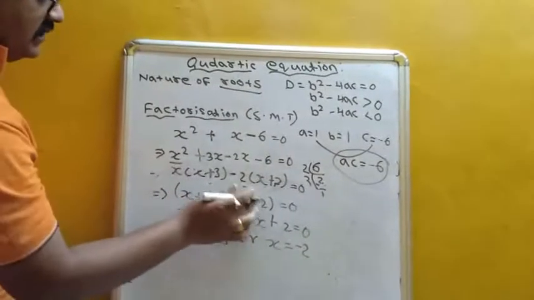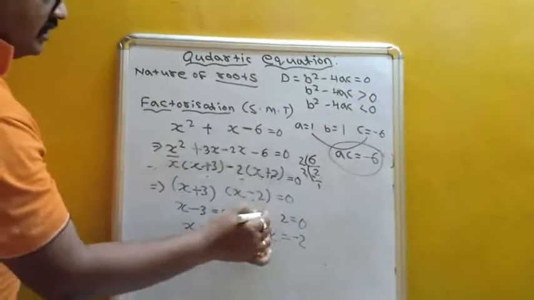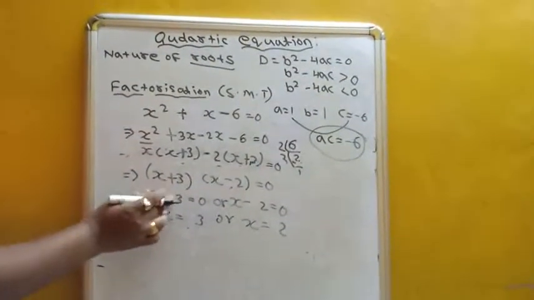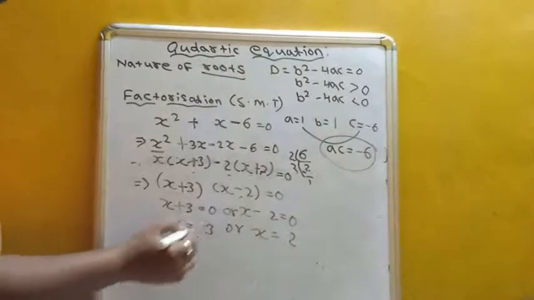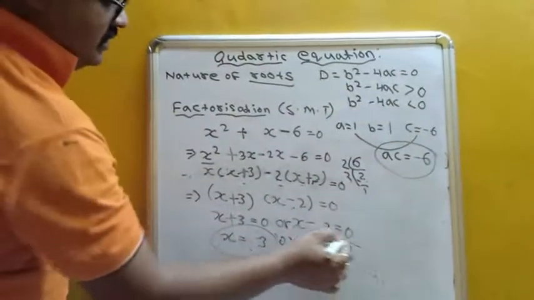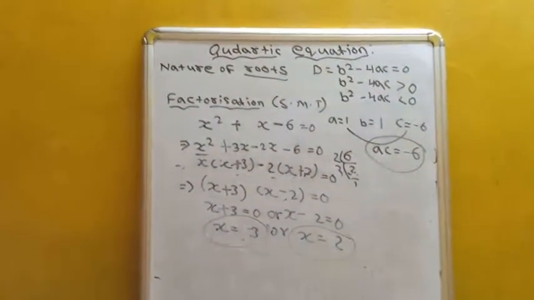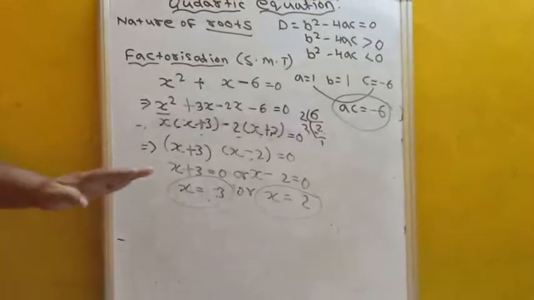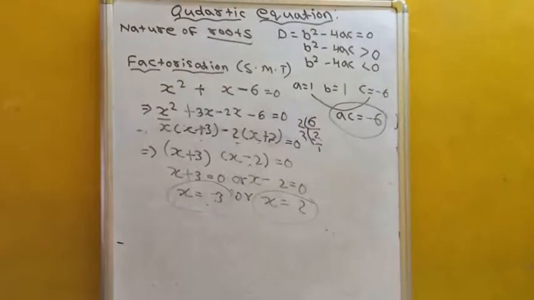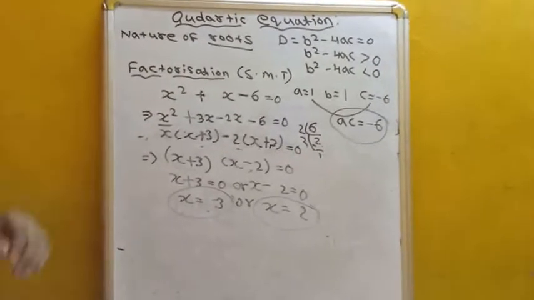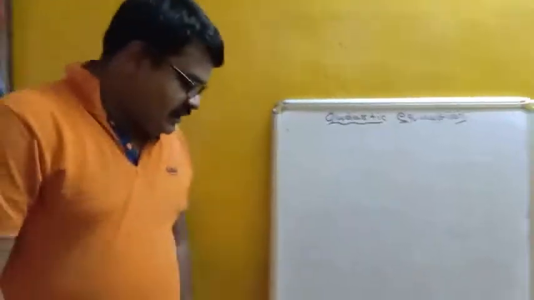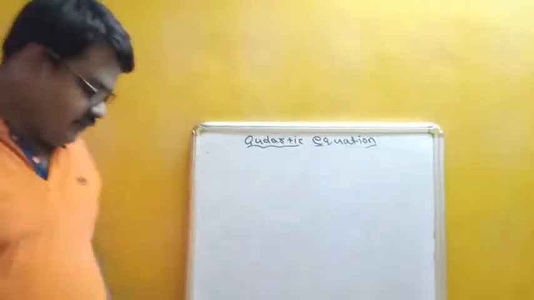So here plus, here minus. So minus, here plus. Here plus, here minus. So what are the values? Minus 3 and 2. So I told you about how to factorize the equation. Next, by using the formula method.